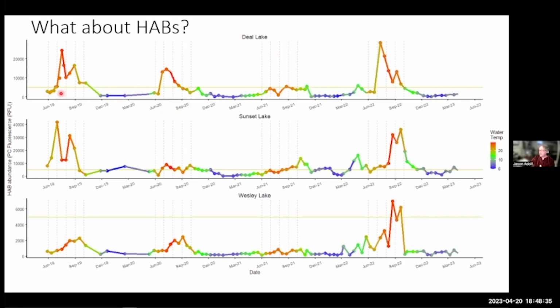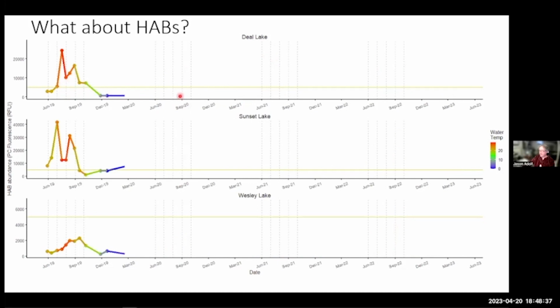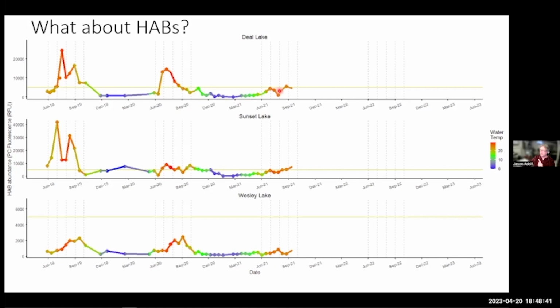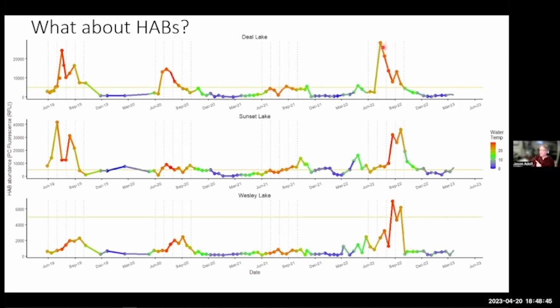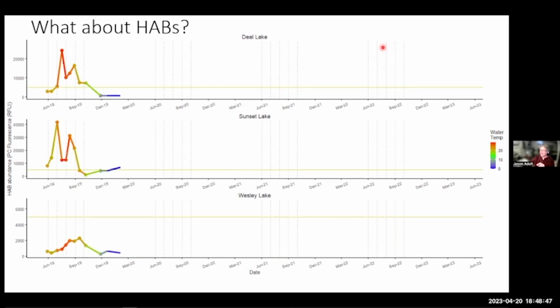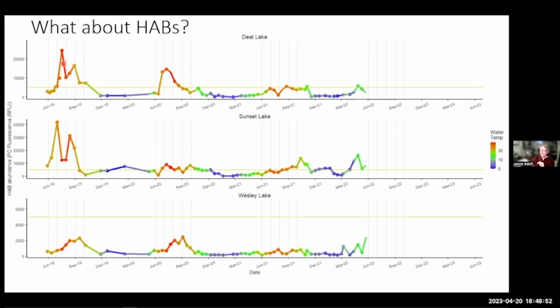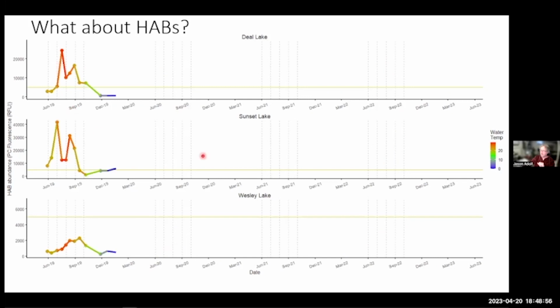And you'll see in Deal Lake, in every year except 2021, which was an exceptionally rainy summer, I think things were just washed out of all the lakes, just about the second week in July, Deal Lake turns green and gets a cyanobacterial bloom. It's been consistent, second week in July. So this second line here is the beginning of July.